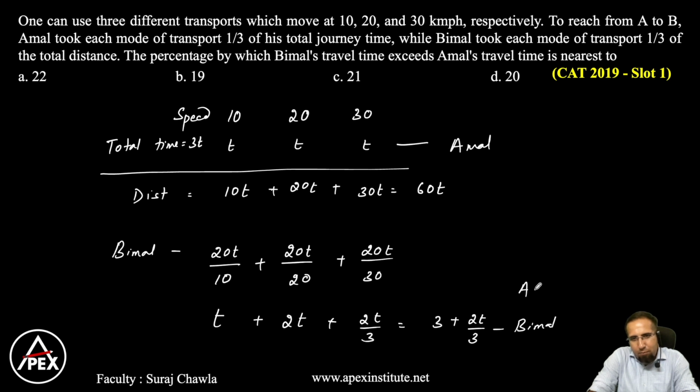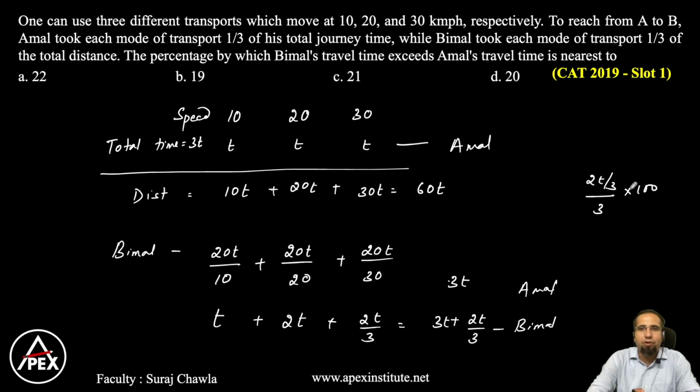And what is the time taken by Amal? The time taken by Amal is going to be, sorry, 3t. The time taken by Amal is 3t. So what is the percentage gap? The percentage gap is 2t by 3 divided by 3 multiplied by.